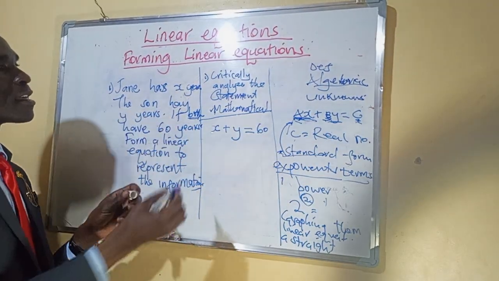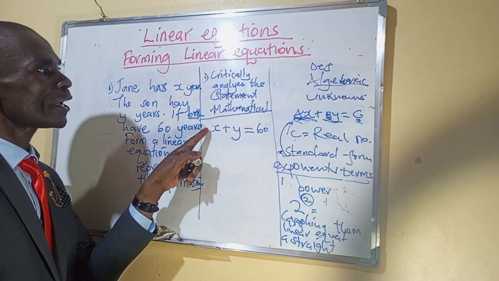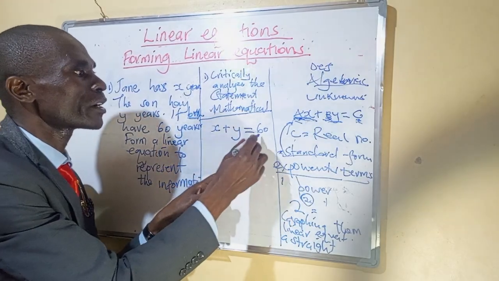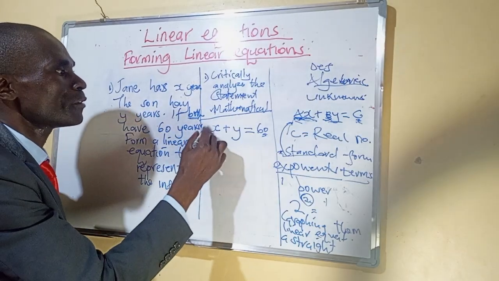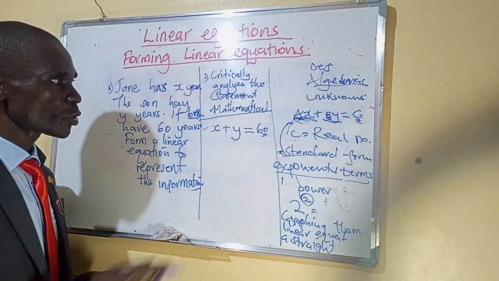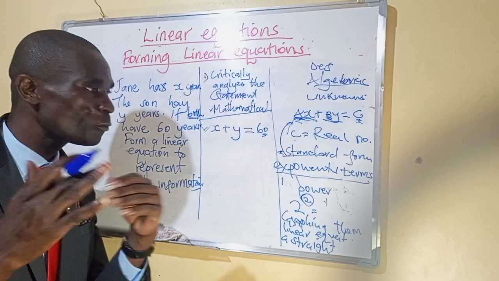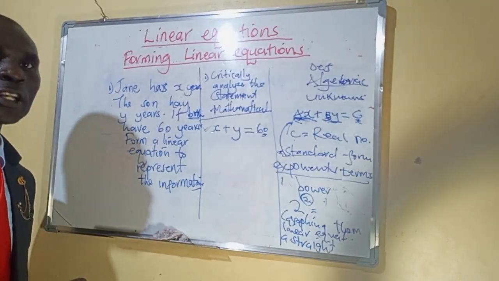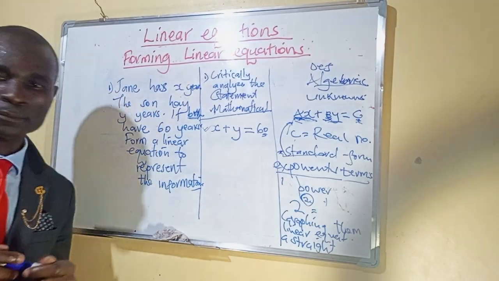Now look at this. Here, the coefficient of X is 1. The coefficient of Y is 1. And we have a real number there. So this is an example of a clear linear equation. You will have formed it by just having this statement. You formed it. Now, I want you to pause and try to form this one here on your own.